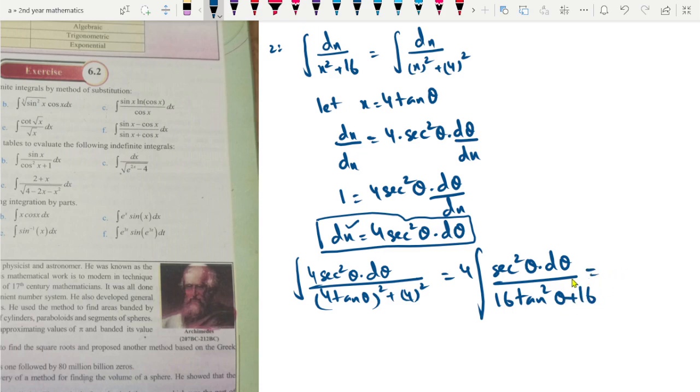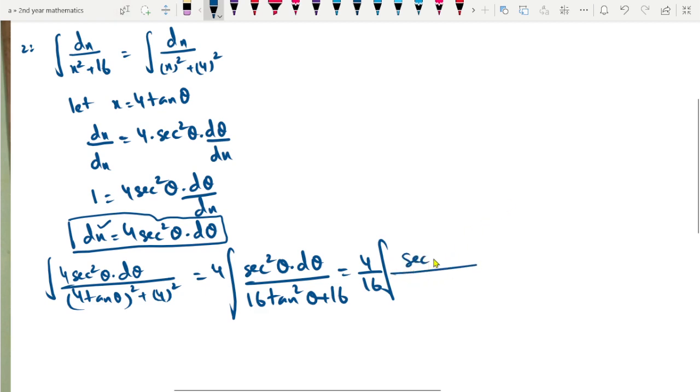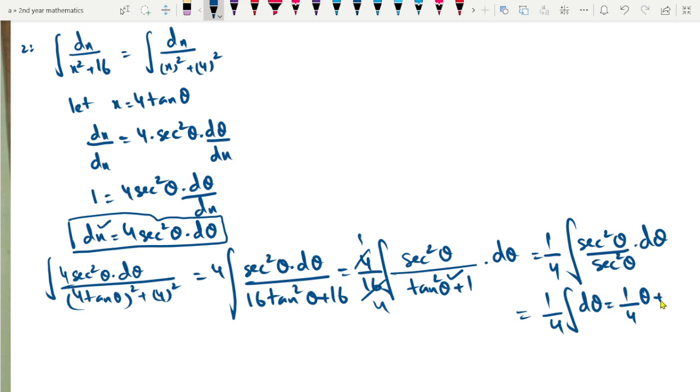Taking 16 as common, 4 divided by 16 will become 1 over 4, and secant square theta over tan square theta plus 1. We know that tan square theta plus 1 is equal to secant square theta, so this is equal to 1. So this becomes 1 divided by 4 integral of d theta, which is equal to 1 divided by 4 theta plus c.